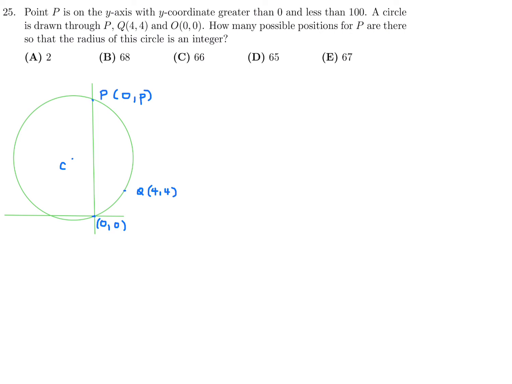The first thing I'd like to do is look at the distance from O to P, which is right there, right? O to P. And I'd like to find the midpoint. So midpoint of OP. And that can easily be figured out. (0 plus 0) over 2, and then (p plus 0) over 2. And that is, of course, (0, p over 2). So (0, p over 2) is obviously somewhere here.